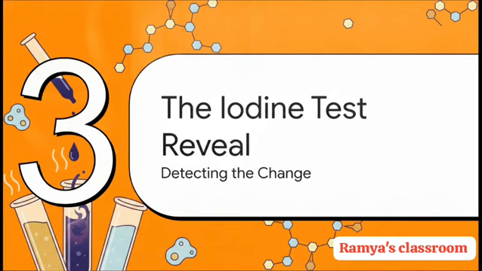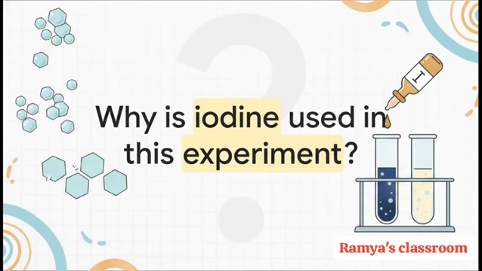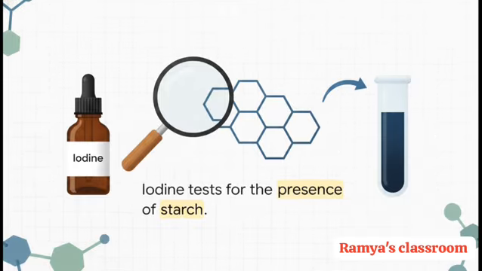Section 3, the iodine test reveal. So this brings up a classic viva voce, an oral exam question for the class. Why exactly do we use iodine in this experiment? Right now, both of our test tubes just contain these clear or kind of cloudy liquids. So how on earth do we detect invisible chemical changes that are happening on a microscopic level? Well, the answer is that iodine is basically our chemical detective. We use it specifically to test for the presence of starch.